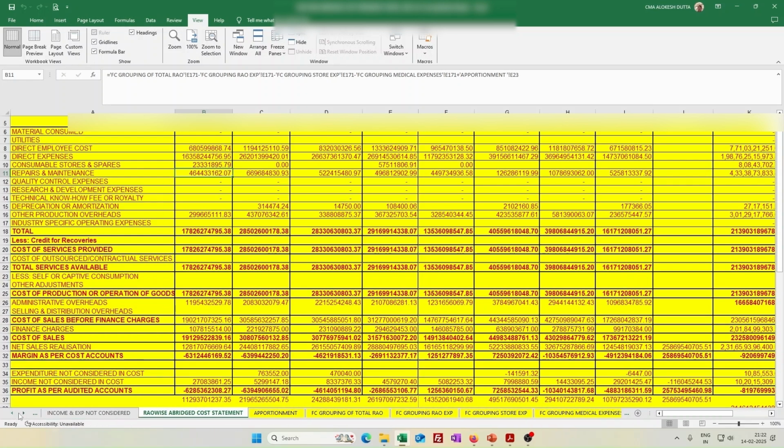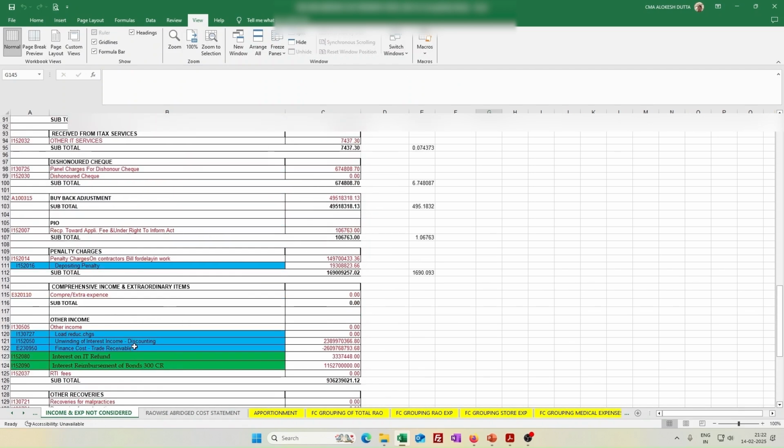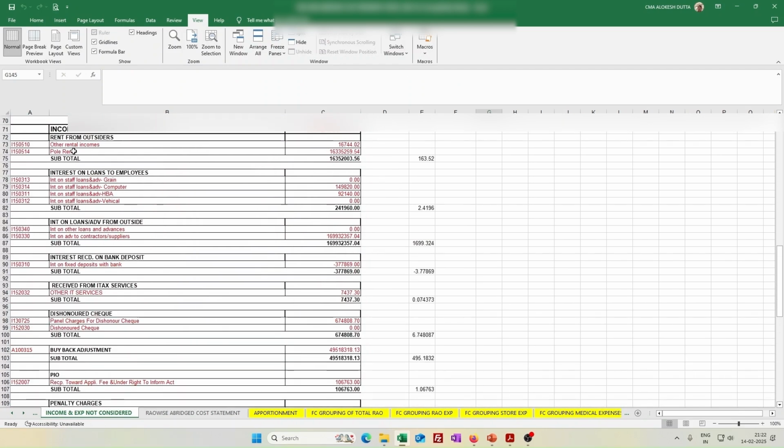Now, these are the income and expenditure. What are the income and expenditure? That is other rental income, pole rent. Purely financial nature of income and expenditure should be excluded from the cost of production, and prior period income and expenditure and financial provisions should also be excluded from the cost of production. Rental income from outsiders is not related to production.